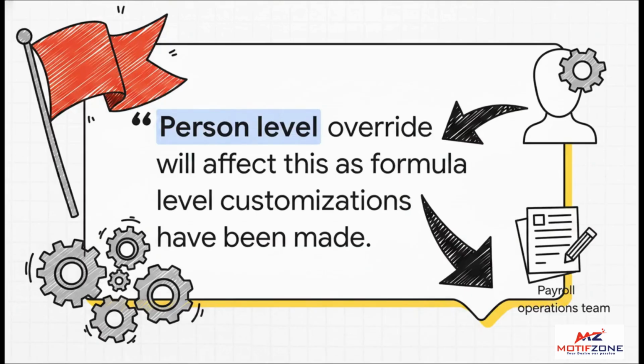But hold on, here is a massive red flag you absolutely need to be aware of. Motifzone explicitly notes this. Person-level override will affect this as formula-level customizations have been made. As a system administrator, you have to understand the downstream impacts of these customizations. If a user goes in and manually places a person-level override on that element, well, it's going to interact with and potentially supersede the logic you just carefully crafted in your fast formula. So make absolutely sure you document this behavior clearly for your payroll operations team. You don't want any surprises.